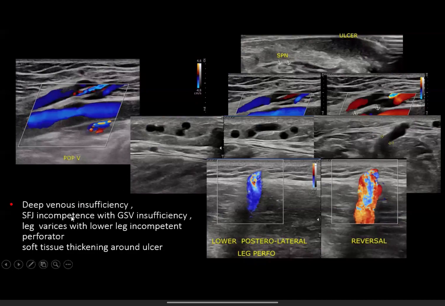So basically, there is deep venous insufficiency in this patient, saphenofemoral junction incompetence, great saphenous venous insufficiency, associated leg varices, and lower leg incompetent posterolateral perforator, along with soft tissue thickening around the ulcer. So these are all findings within this case.